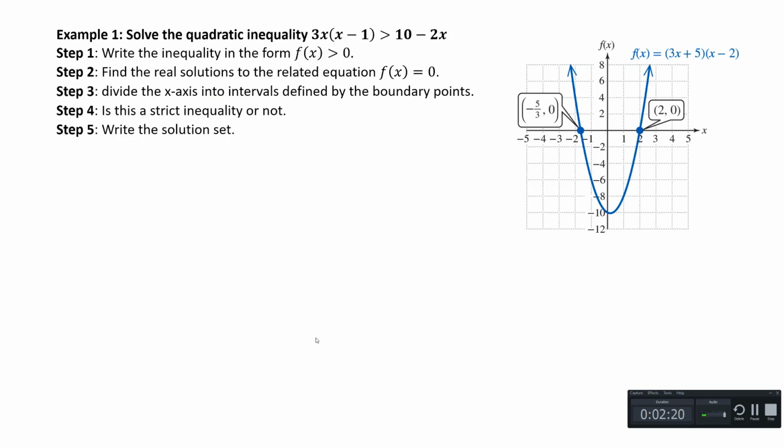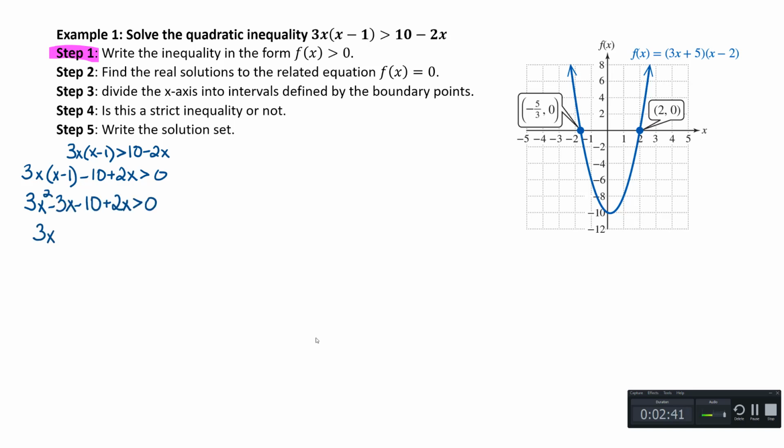Here's another example. Solve the quadratic inequality 3x times x minus 1 is greater than 10 minus 2x. The first thing we have to do is write the inequality in the form f of x is greater than 0. We want to get everything on one side. I'm just going to click through this real quick because you can pause it if you need to write this down. And so we're getting it all on one side.